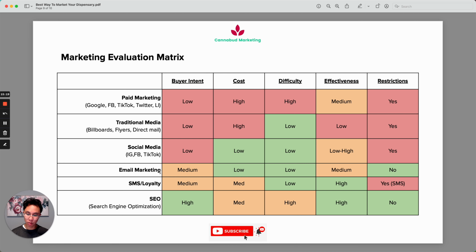Whereas the last three strategies, email marketing, SMS and loyalty, and SEO, these are the three big hitters that I would recommend if you're just starting your dispensary, or if you've run your dispensary for a long time and are not leveraging any of these three things. I would highly recommend you do so.